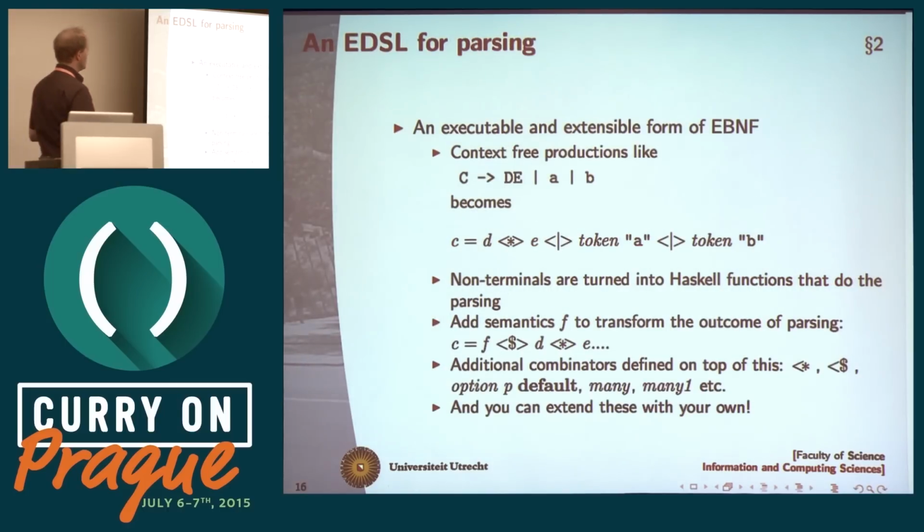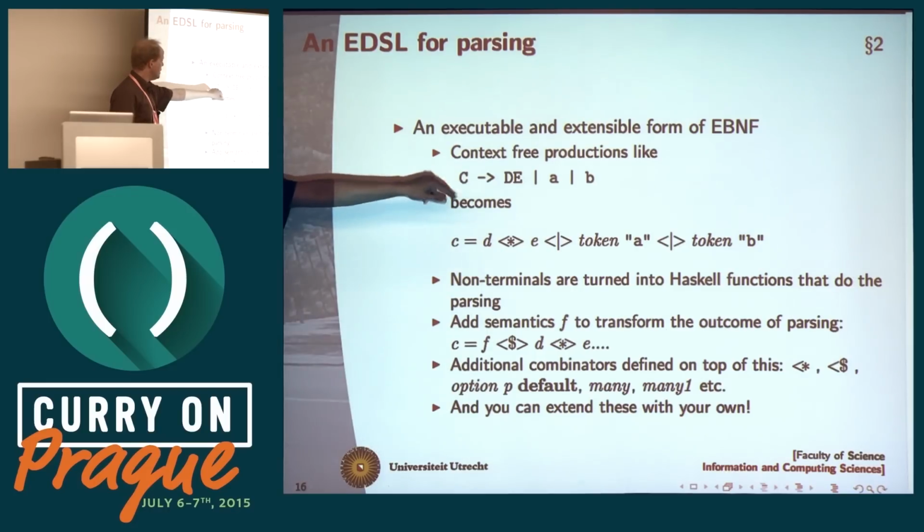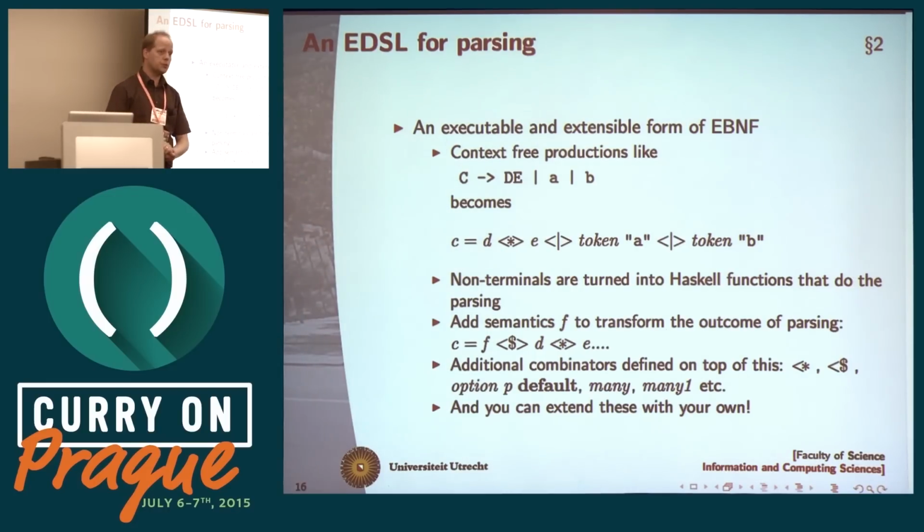So to do that, I need to introduce an EDSL just for the fun of it. So I usually take parser combinators as an example. Basically what it means is an executable form of EBNF and extensible as well. So everybody, I assume, knows about context-free productions. And this is a non-terminal C, D, and E, and we have small tokens A and B, so these are terminals. And you can translate that to a parser combinator implementation where you say, well, the parser combinator C is just a Haskell function that first runs the parser D, followed by the parser E, or it parses the token A, or it parses the token B.